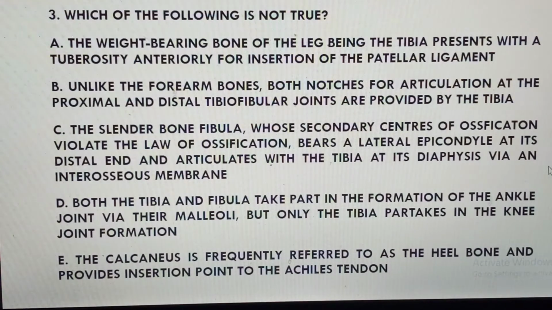Now option A says the weight bearing bone of the leg, being the tibia, presents with a tuberosity anteriorly for insertion of the patellar ligament. Yes, we've already seen that. That's a very true statement.